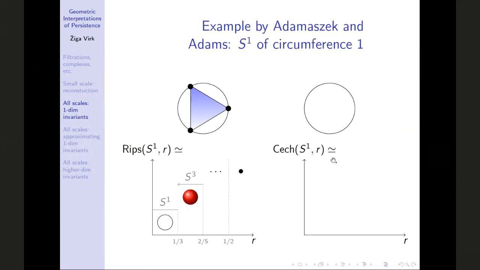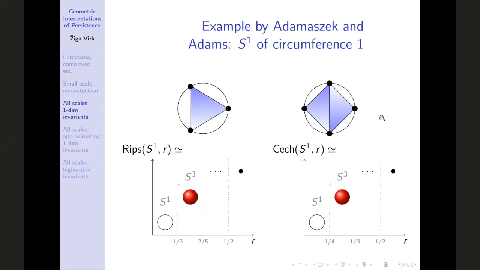Working with Čech complexes, we get essentially the same story. For small r's, we reconstruct the circle, and the first time something goes wrong is at the first scale when you get a configuration of triangles reaching across. The configuration looks like this. So we get it at the quarter. And again, we get all odd-dimensional spheres.